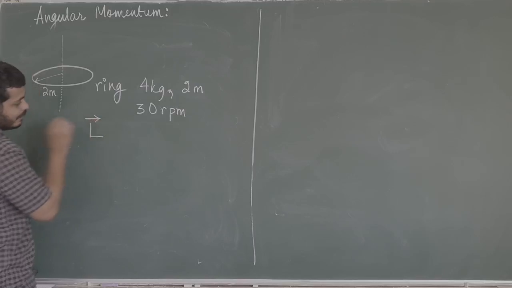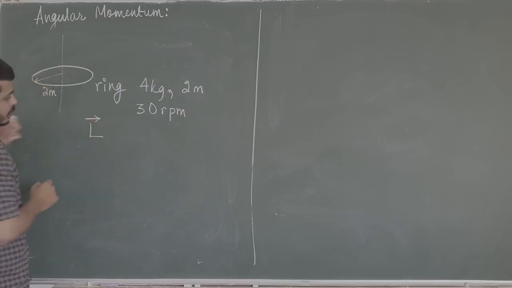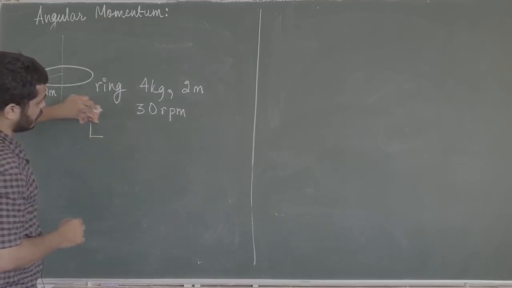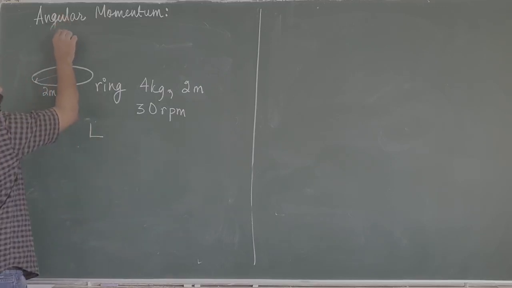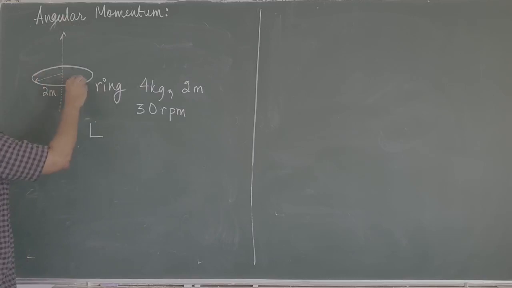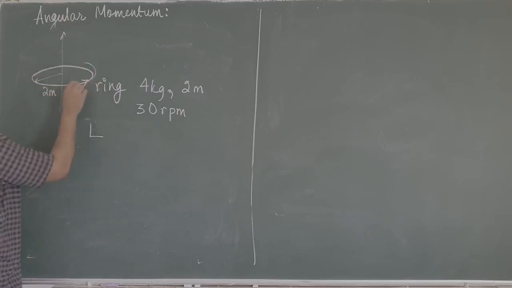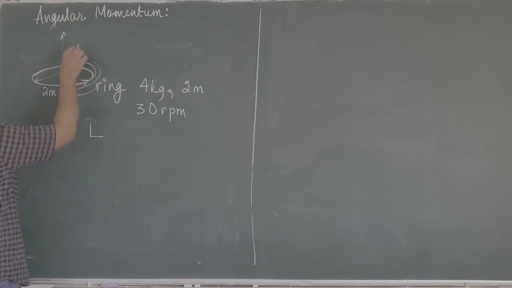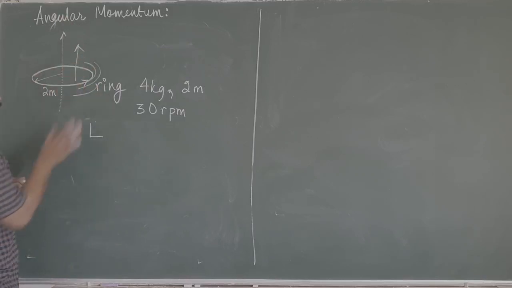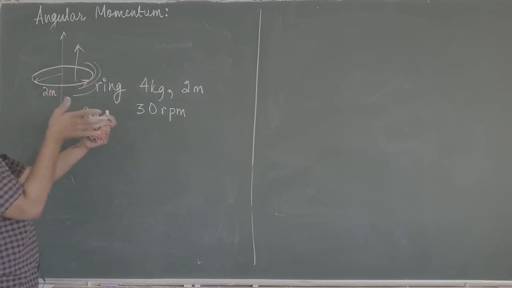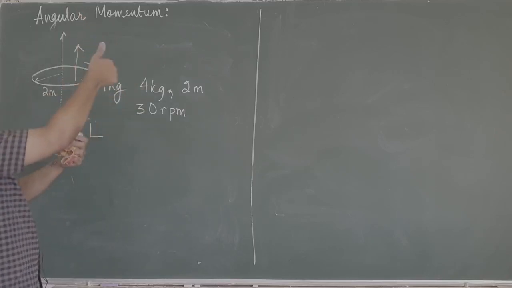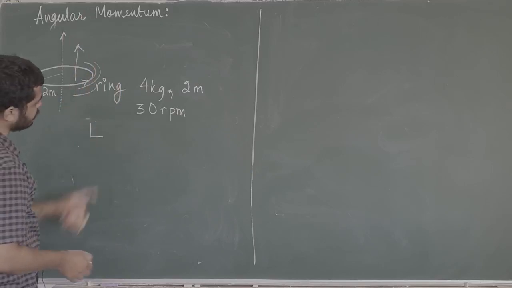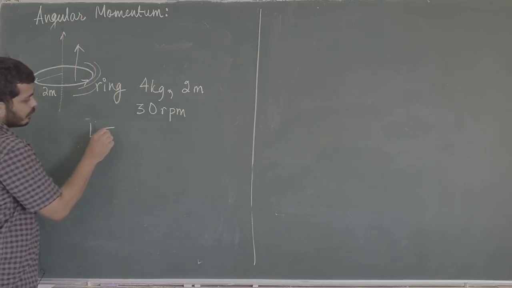So L as a vector means you will have to give a direction. Over here I'm removing the vector part. L is still a vector quantity, but I'm just removing it because it's pretty clear that the angular momentum is going to be in the upward or downward direction. Using the right-hand thumb rule, if something is rotating like this, the fingers point in this direction, the thumb is in the upward direction, so omega is upward and L is also upward. This is L. Now you need to find out the value of L.